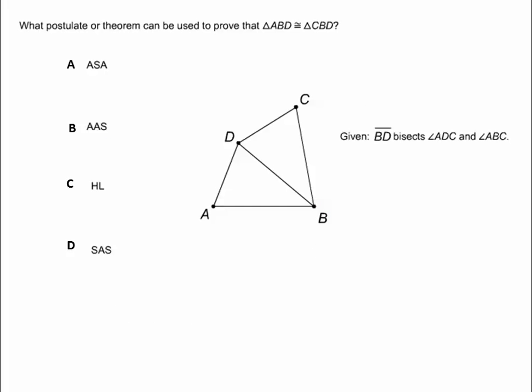Okay, what do I need to prove? They're saying BD bisects angle ADC, so that means that angle is congruent to that angle. It says it also bisects ABC, so I know those guys are congruent. I also know that the line in the middle is going to be congruent to itself by the reflexive property, so I can use the angle side angle theorem to prove that they are congruent.